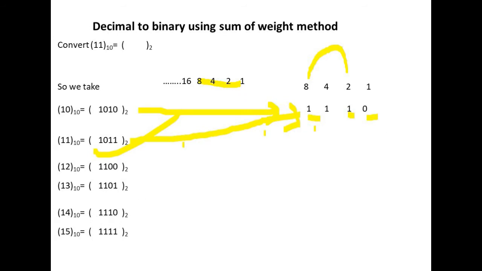For 15, 8 plus 4, 12 plus 2, 14 and plus 1, 15. It means all 4 digits are utilized in case of 15. So 1, 1, 1, 1 is put in all positions and the sum of these weights is going to give us 15. So 1111 will be our required answer. That is, the binary equivalent of decimal 15 is given as 1111.